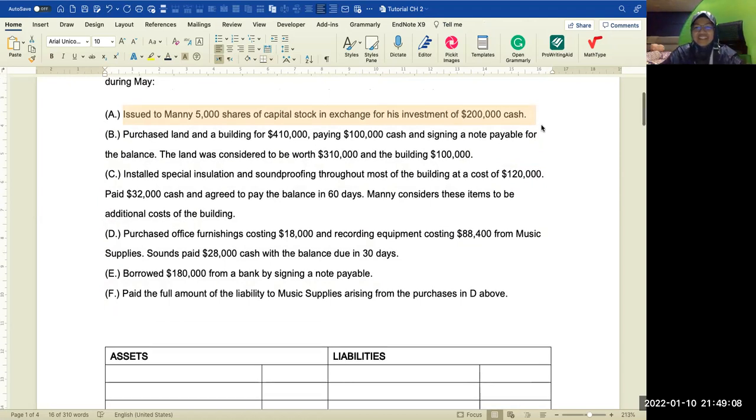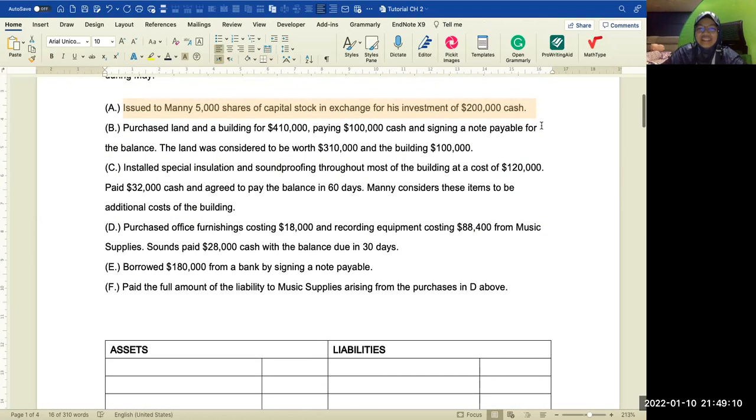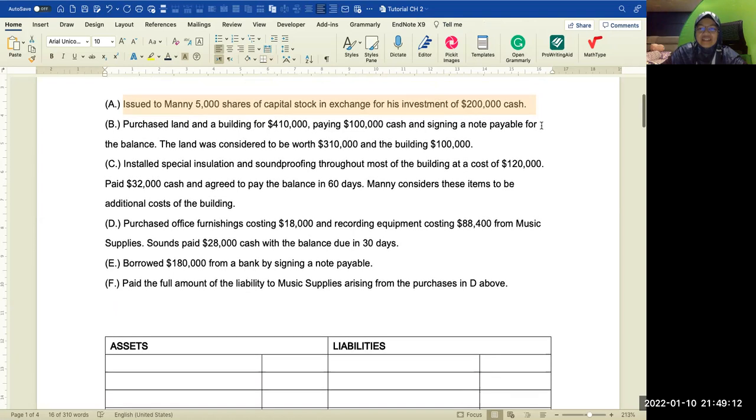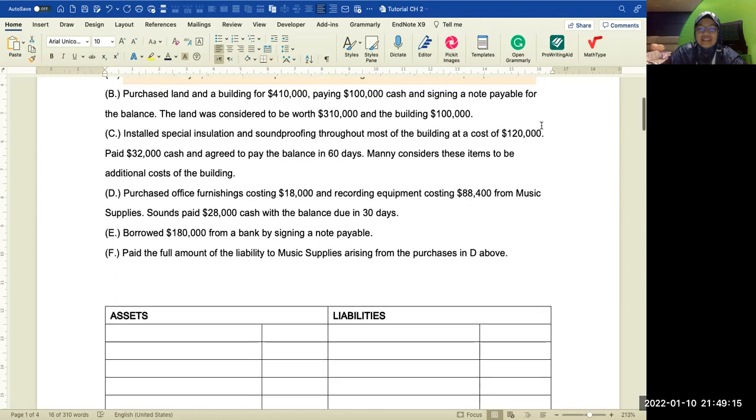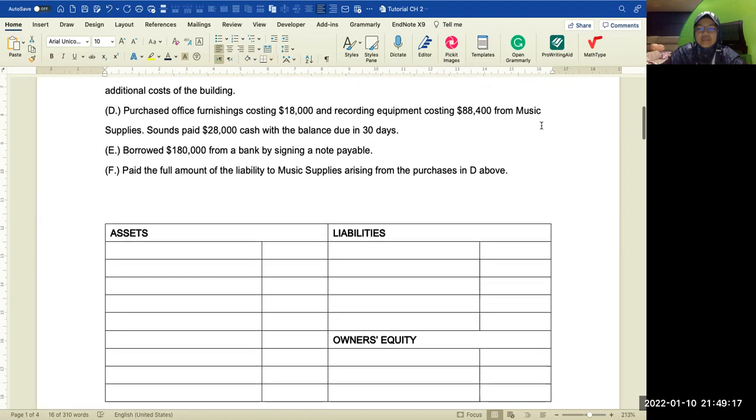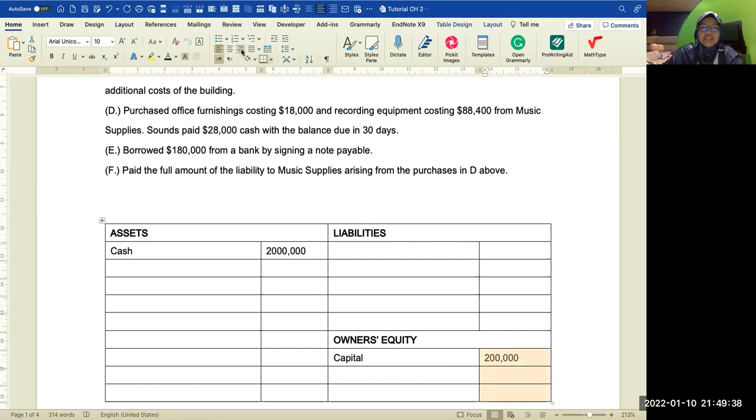Issued to Hakim 5,000 shares of capital stock in exchange for his investment of 200,000 cash. That means the cash should be increased by 200,000. Okay. Good. Then cash, and then you have your capital here. Is it owner's equity? Yeah. Capital should be again the same amount. All right, very good. So that's the first transaction.